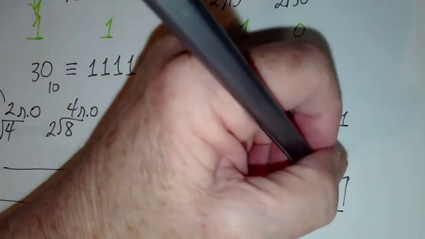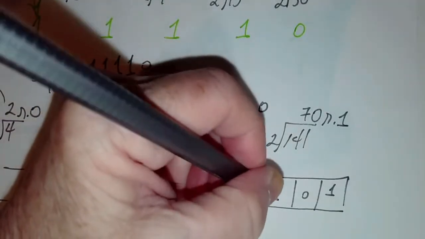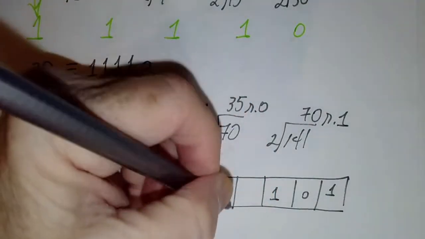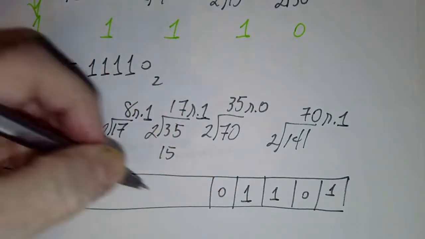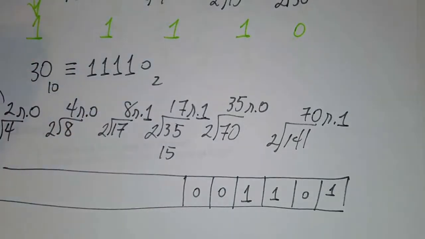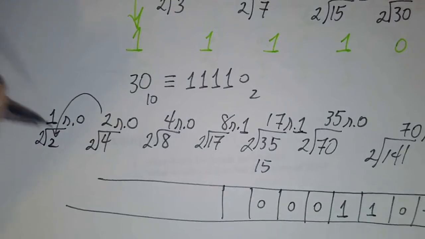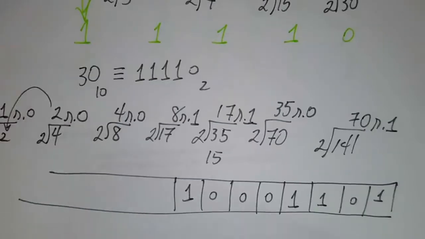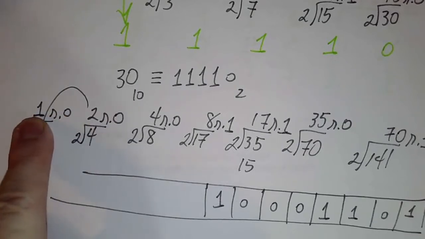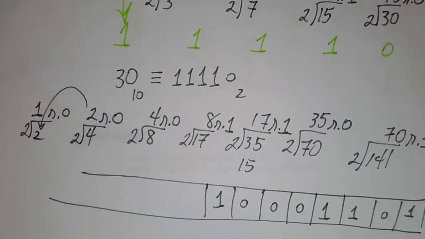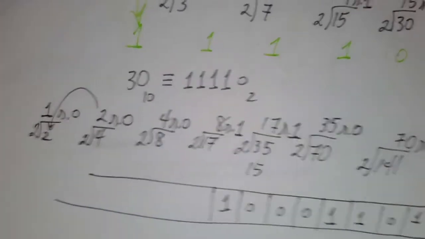In the first box we have a 1, in the next box 0, in the next box 1, in the next box 1, in the next box 0, in the next box 0, in the next box 0, and in the final box 1. Do you see that this very last division has a remainder, and the whole number left over is smaller than 2, so it can't divide anymore, and that will go in the next box.